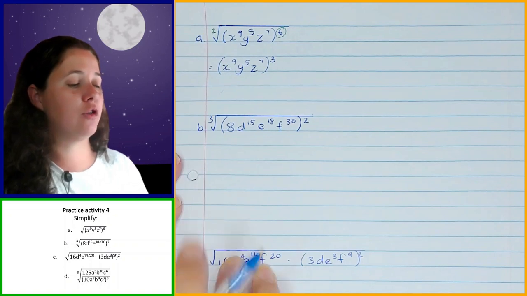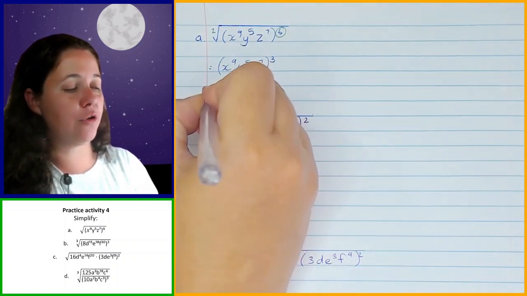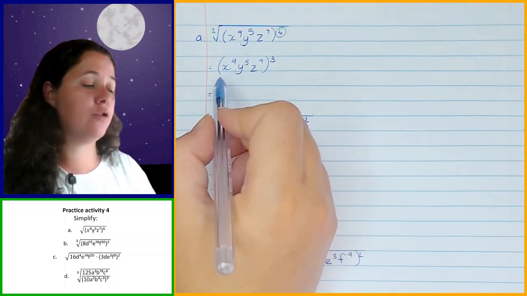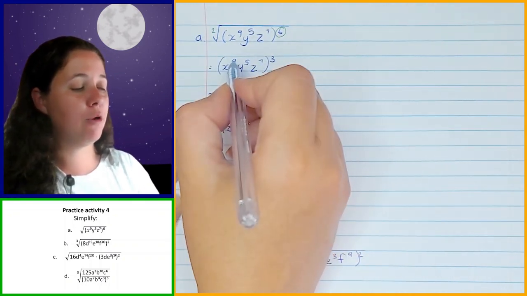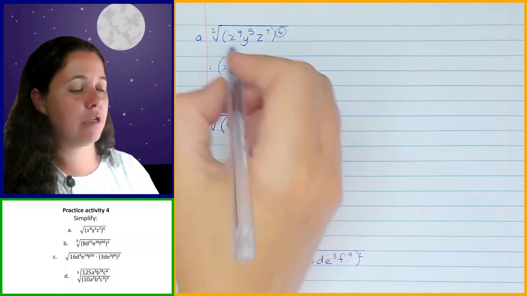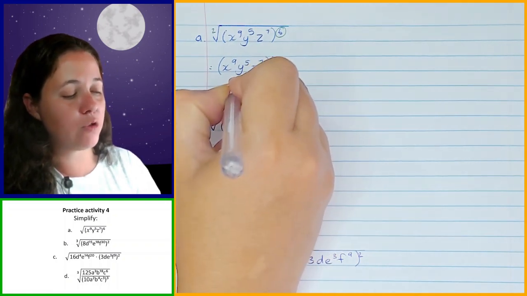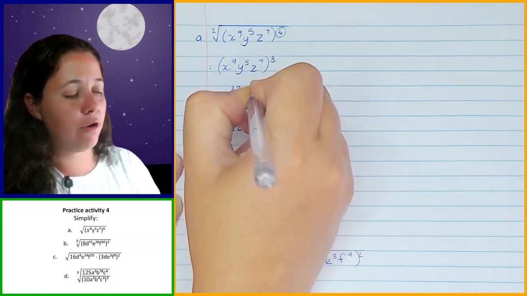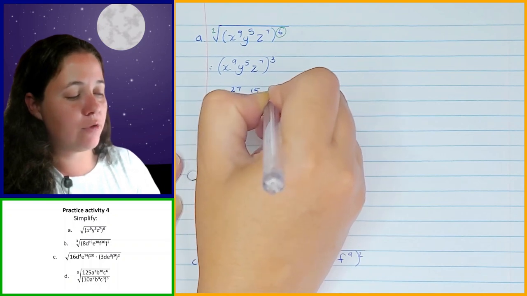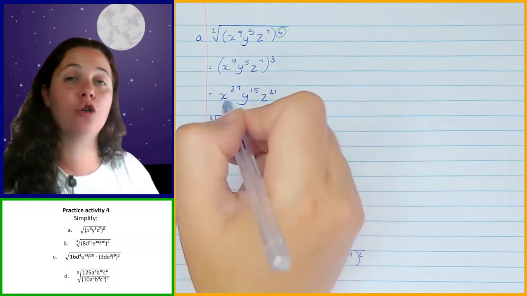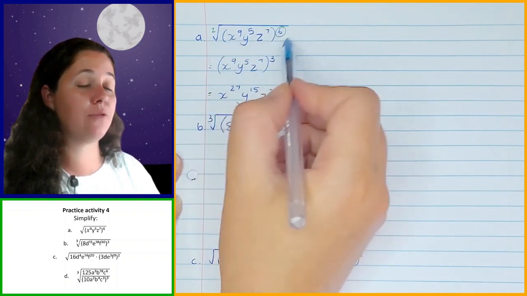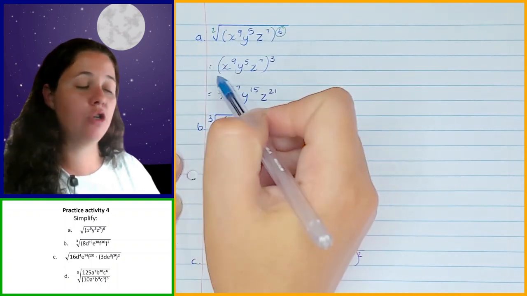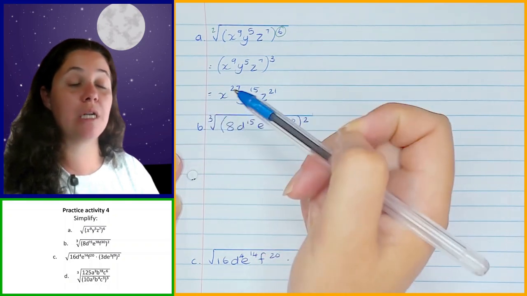Okay, so that's what we should have got over there, and then we're going to simplify that by using our rule of raising a power to a power. So now I'm going to multiply my exponents inside the brackets with my exponent outside. So that's going to give me x to the power of 27, y to the power of 15, z to the power of 21. So that's what you should have got for that one. Now you could have used the second method as well, where you simplify the brackets first and then take the square root. It just means you're going to be working with much bigger numbers.